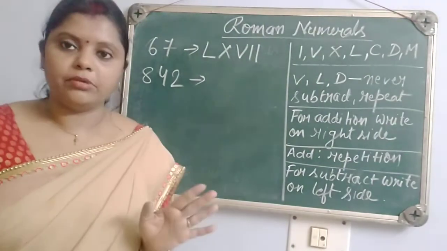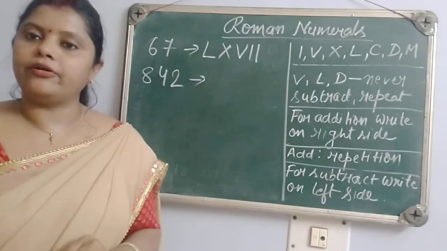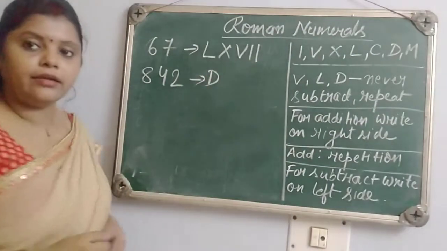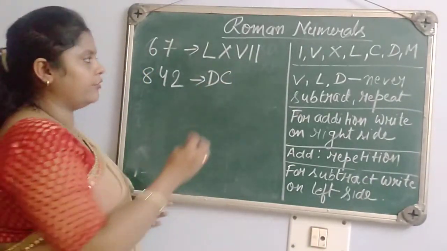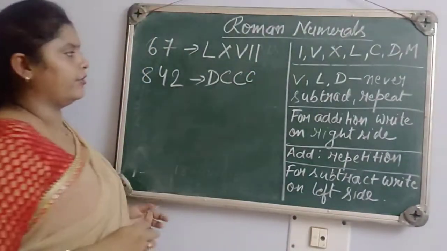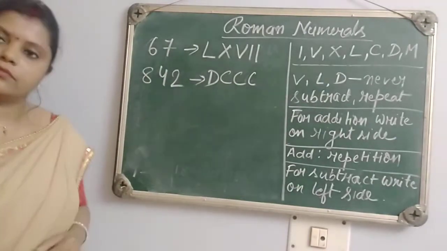500, we are having the symbol D. Then 6, 7, 8, three more 100s we have to add. So 500 we are having the symbol of D. If we write here C one time, it will become 600, 700 and 800. So 800, this one, done.